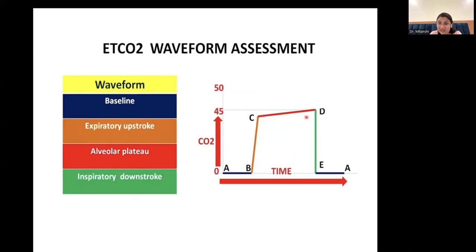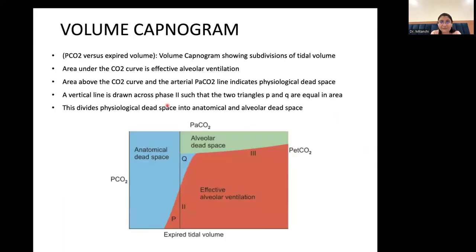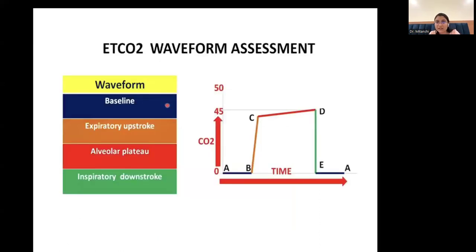C to D is your alveolar plateau. That is your phase 3. And D to E is your inspiratory downstroke. And that is your phase 4. A to B, then again I will start with my baseline. That is your inspiratory baseline. All right. So this is what you studied with your EtCO2 waveform.